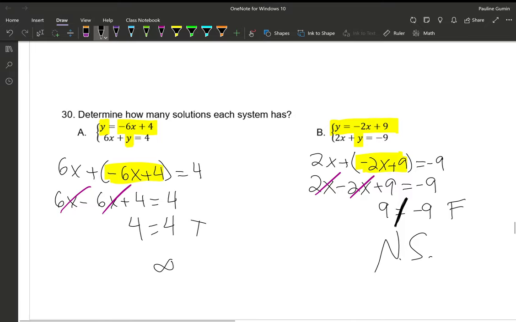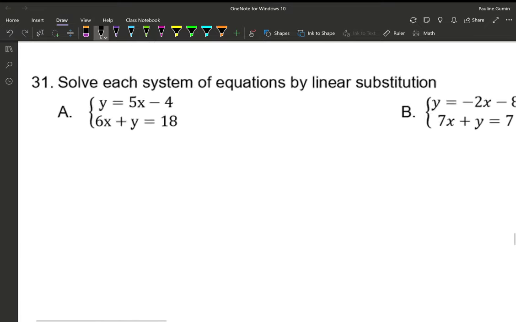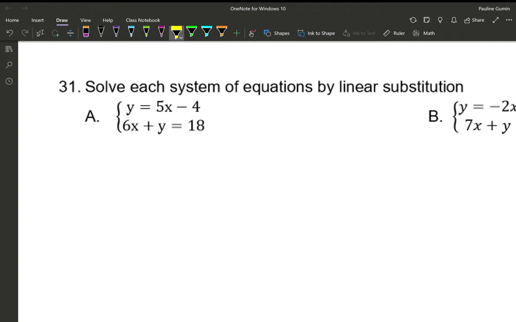Okay, onwards to 31. Let's solve each system of equations by substitution. What we were just doing. So we have a y equals in letter A. Let's plug it in for y. It looks again like there's a plus sign, so I'm just not going to put in those parentheses this time, because you saw me do that in those previous problems. Okay, so I substituted y with 5x minus 4.